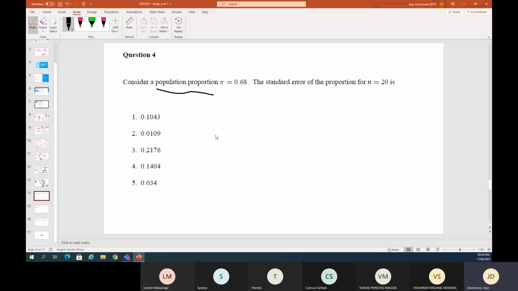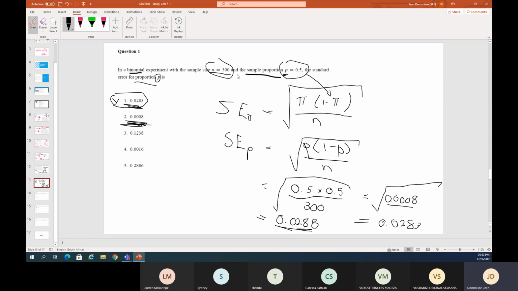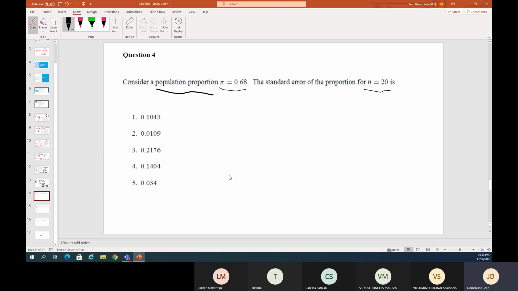So consider a population proportion. Calculate the standard error of a proportion for n. Again, here they ask us for the sample proportion. They can also ask you for the population proportion. The standard error of a population proportion, you work out exactly how you would have done for the standard error of a sample.